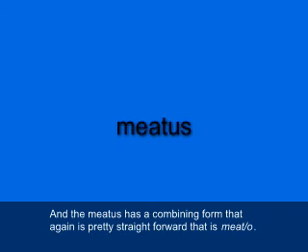Finally, we have the opening from the urethra to the outside of the body. It's the end of the urethra, and that is called the meatus, MEATUS. And the meatus has a combining form that, again, is pretty straightforward. It's meato, MEAT/O. Okay, well, those are the major parts of the urinary system, and let's go ahead and do some practice on those.